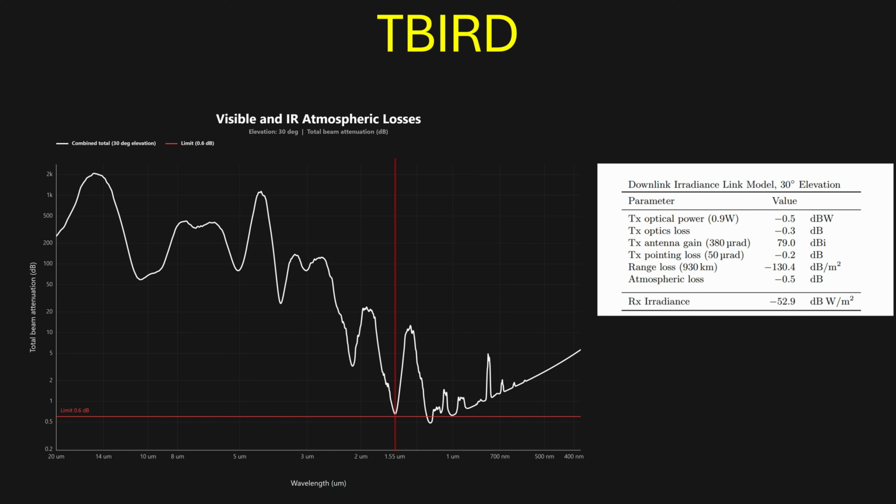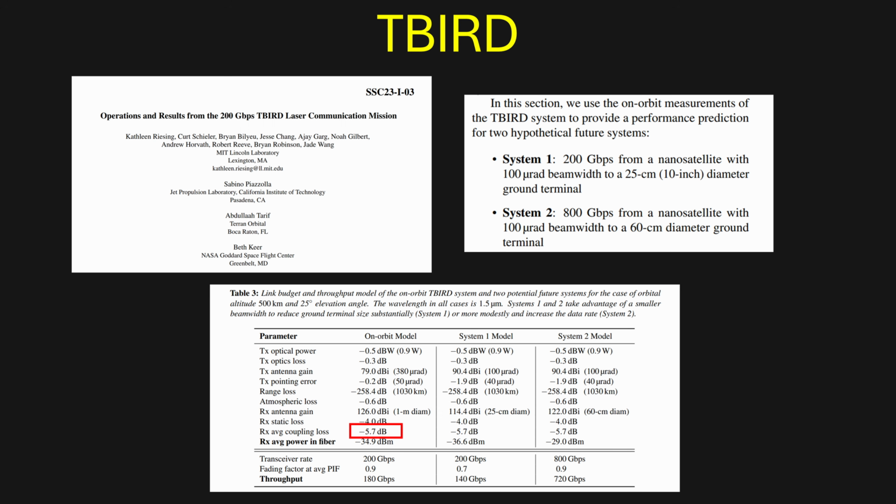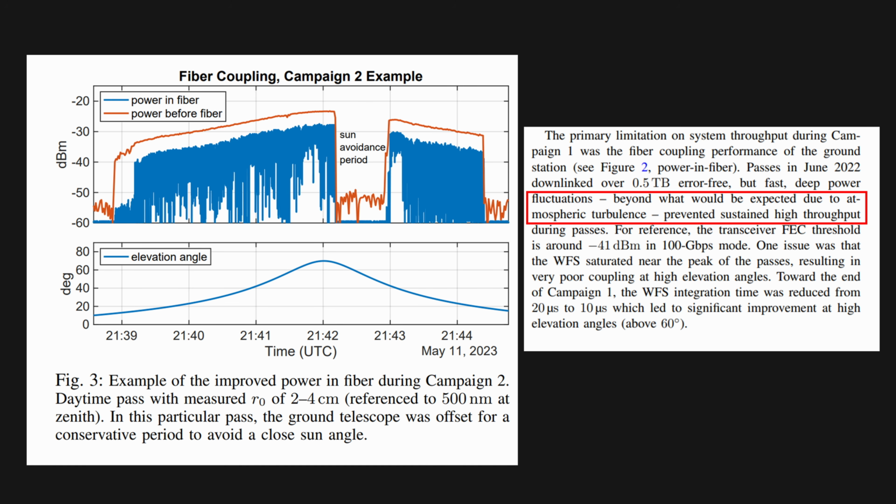1550 nanometer light, in particular, is a strong transmission window with very low attenuation. So only the turbulence produces significant atmospheric losses, at least in perfectly clear weather. And the 5.7 decibel coupling loss term here is probably the most unexpected and significant result of this demonstration. The full adaptive optics design performed as expected in terms of power at the receiver, but the coupling efficiency was lower due to significant power fluctuations. We will return to this result in the simulation section of this video.